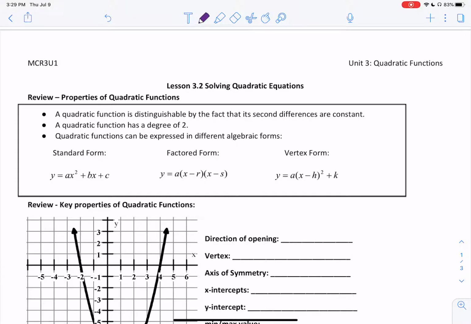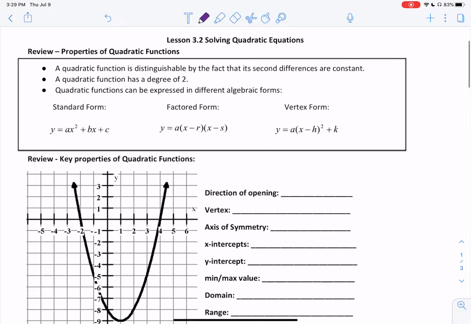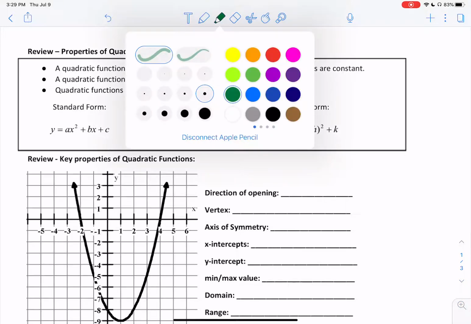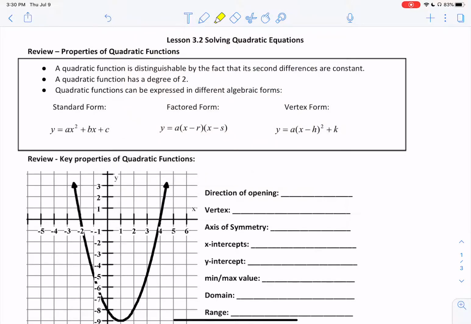For this lesson, we are going to be going through how to solve quadratic equations. So to start, let's do a quick review of the properties of quadratic functions. A quadratic function is distinguishable by the fact that its second differences are constant. So if I go through and calculate all of my second differences, they are all the same.